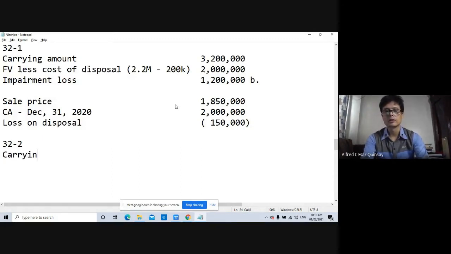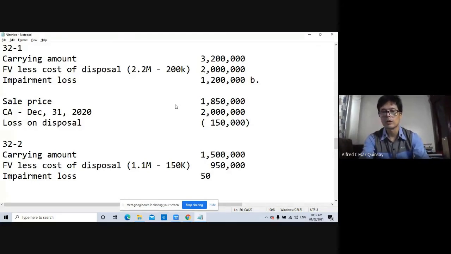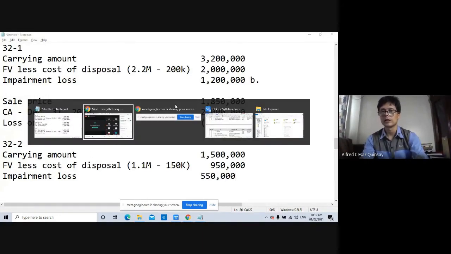Kung ulit yung same template or format, no? So, carrying amount. Magkano po yung carrying amount niya? Nasa 1.5 million. Tapos yung fair value less cost of disposal, magkano po yun? That is 1.1 million, less yung 150K. So this would be 950,000. Ang impairment loss po natin dito is magkano po? Sagutan mo yan. It's 550,000. Okay, nakuha ba? Type 1 kung nakuha mo, type 2 kung explain pa natin.